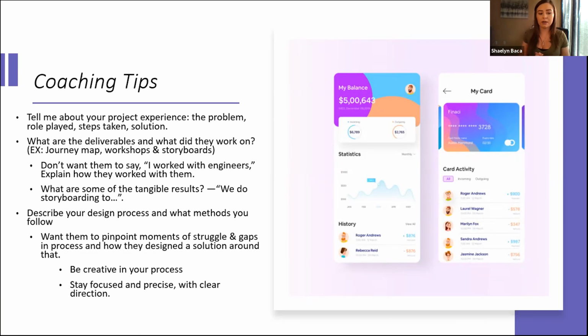So from there, when they describe their process and the methods that they follow, you want them to pinpoint those moments of struggle. However, you want them to be able to show how they were able to fill the gaps in the solution around that. You also do want them to be creative in the process to show that they're able to take a challenging idea and have a different approach with it. But also, you want them to stay focused during their interview. And this is by staying precise with a clear direction. You really don't want them to ramble.